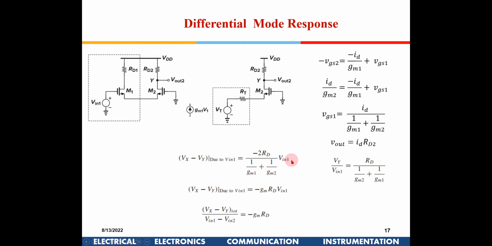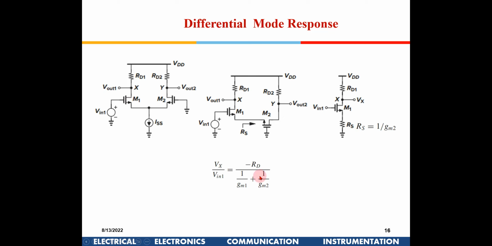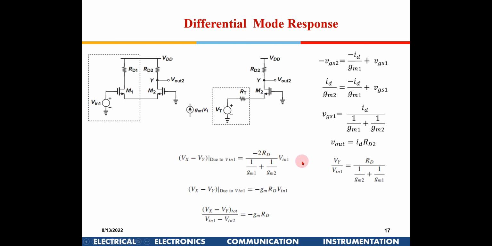Now here, RD by 1 by GM2, I get the same thing which I got for this. Now if I take the differential gain, I do a subtraction of those two, so I will get 2 RD, GM1 by GM2. Now if I assume both the transistors are of the same size, then I will get GM RD as the differential gain. Is this derivation clear to all of you, what I have done?